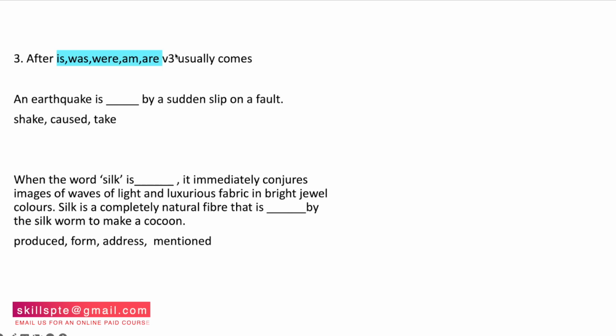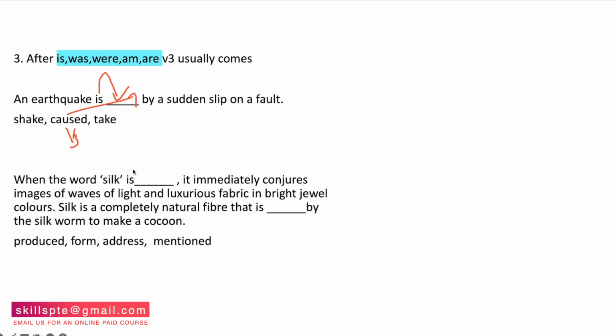So what I'm telling you is after is, was, are, were, am, we call them auxiliary verbs. And if there is a blank, mostly it is verb 3, not all the time. He is good. Anything can come. Be careful. But most of the times, a verb in the third form will be there. So let's see some analysis here. An earthquake is, after is, ed has to come. Ed is a verb 3, is caused by a sudden slip on fault.